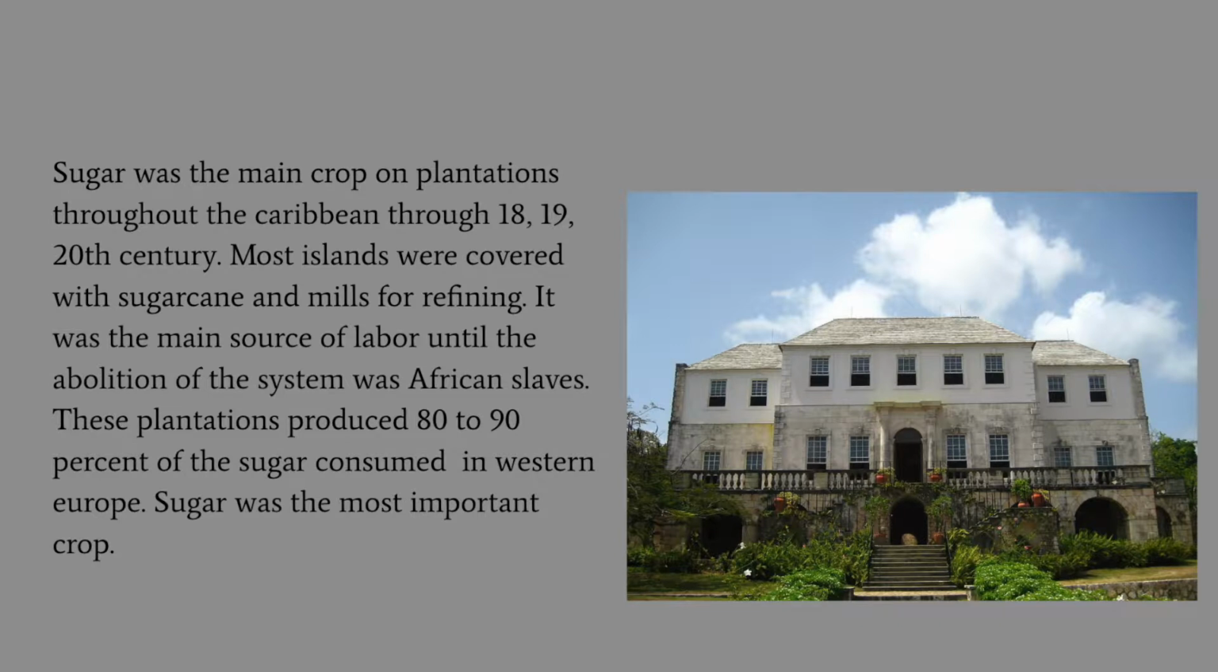Sugar was the main crop on plantations through the Caribbean through the 18th, 19th, and 20th centuries. Most of the islands were covered with sugarcane and mills for refining. It was the main source of labor until the abolition of the system with African slaves. These plantations produced about 80 to 90% of sugar consumed in Western Europe. Sugar was a very important crop for the Caribbean islands.